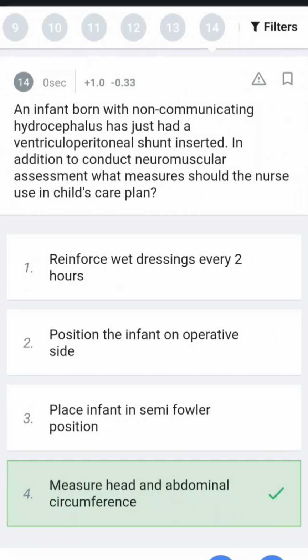Question number 14. An infant born with non-communicating hydrocephalus has just had a ventriculoperitoneal shunt inserted. In addition to conducting neuromuscular assessment, what measures should the nurse use in the child care plan? Correct option is 4, measure head and abdominal circumference.